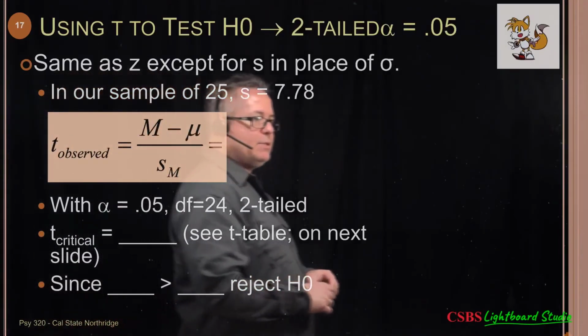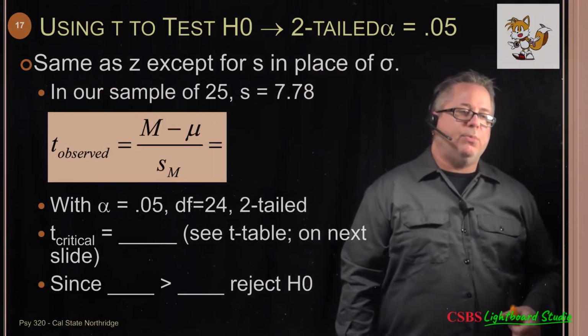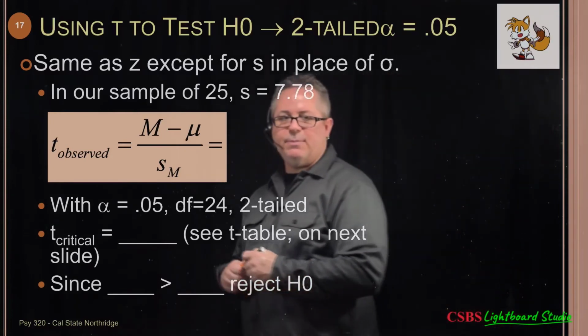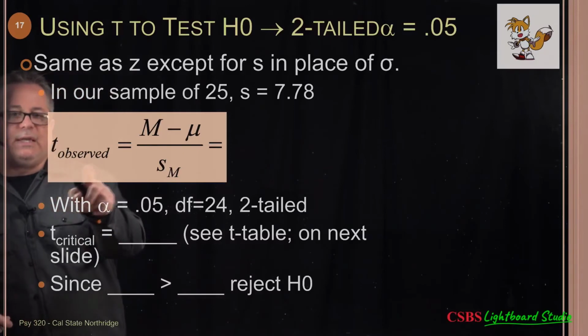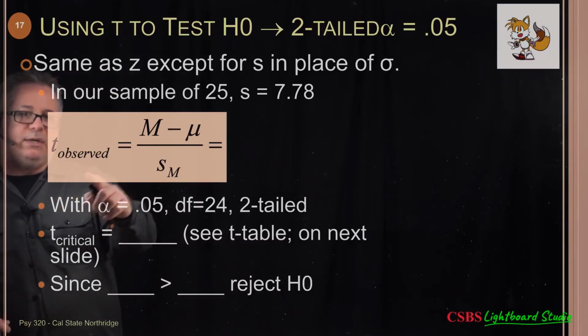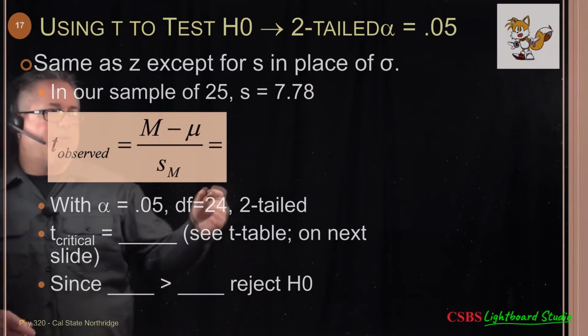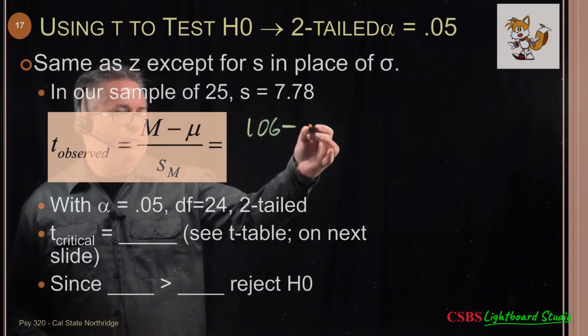So it's the same exercise, same thing we did with z. It's just we don't know the sigma anymore, so we're going to replace it. Notice it's the same process. T observed, this is our t test statistic, our observed t. The top part is the same: our sample mean minus population mean. So this is still 106 minus 100.